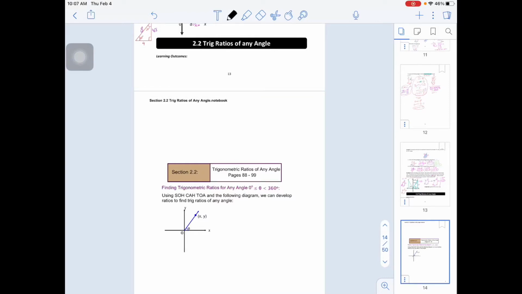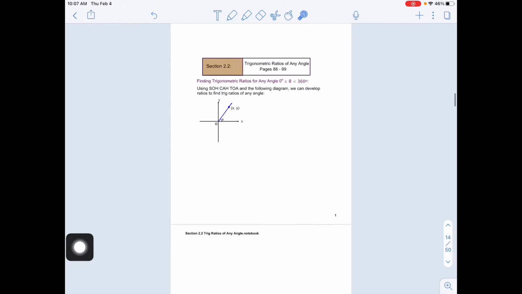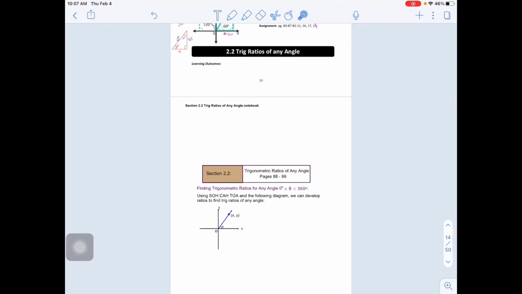So we are now on to 2.2, and this is all about trig ratios of any angle. I would say this is probably one of the more difficult sections of our trig adventure in Math 20-1. We're going to do a lot of examples here, so make sure we're paying attention and learning lots here.